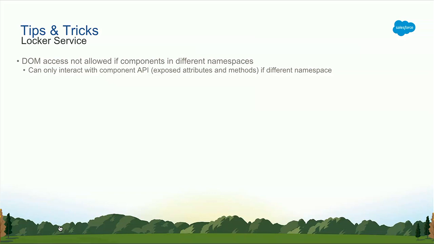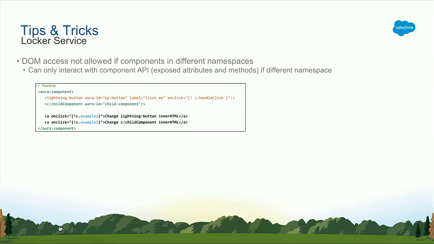Third, Locker Service will prevent you from accessing the DOM from components that belong to a different namespace. This means that if you are using a component defined in a different namespace, you will be able to interact only with the component API. This is its attributes and public methods. Let's see this with an example as well.